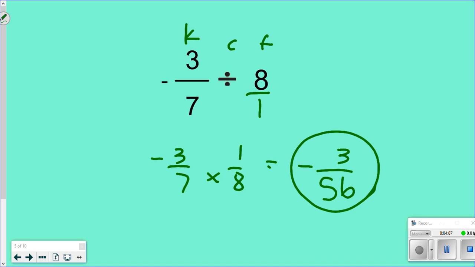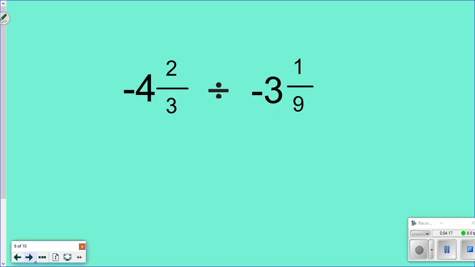Now, if you can reduce, you have to make sure you reduce. I don't believe I can reduce this one, but it has to be reduced at the end, just like we always discuss. All right, the next one I'm going to do is one that has mixed numbers.